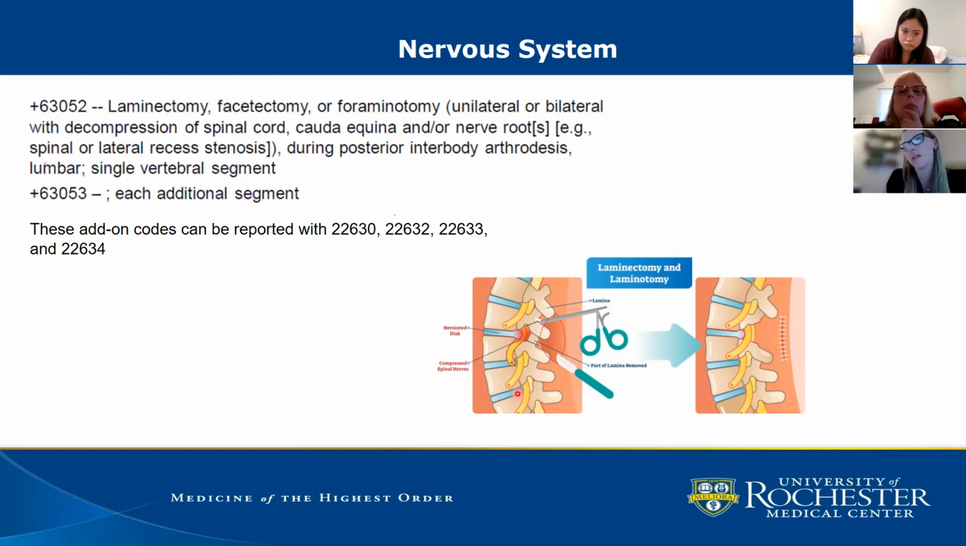The next codes are actually add-on codes. And these are add-on codes that we would report with posterior lumbar arthrodesis. So we have 63052, laminectomy, facetectomy, or foraminotomy, either unilateral or bilateral with decompression of the spinal cord, and as for the lumbar, and again, each additional segment for the lumbar. So you'll notice that there's a recurring pattern in the description that only lumbar is included. And that's because these procedures are only performed on the lumbar area.